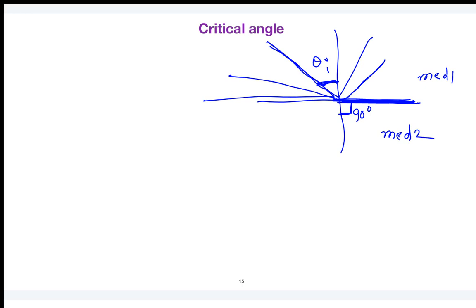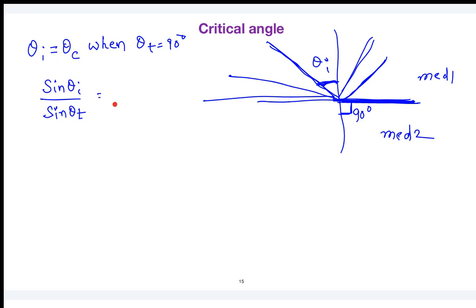So the critical angle is the minimum angle of incidence. I can say the angle of incidence is equal to the critical angle when theta t is equal to 90 degrees. If the angle of incidence is more than the critical angle, your wave is completely restricted to the first medium. Now look at Snell's law, which I have given: sine theta I by sine theta t is equal to root of epsilon r2 by epsilon r1.